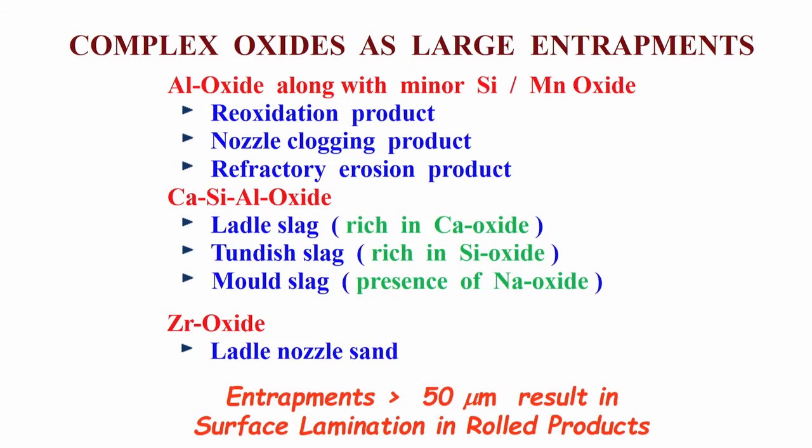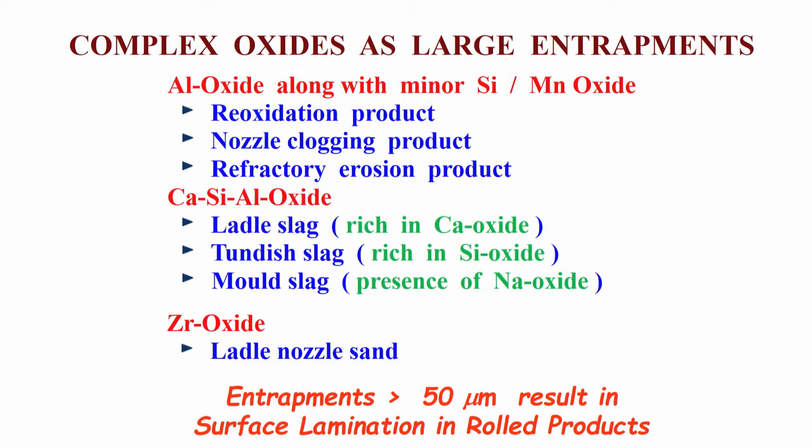Today I will be talking about the sources of exogenous entrapments, how they are revealed by either EDX or WDS attachment of scanning electron microscope. So, first I will be talking about what are the complex oxides which can get entrapped as large NMIs, non-metallic inclusions. This is important to remember the different types.